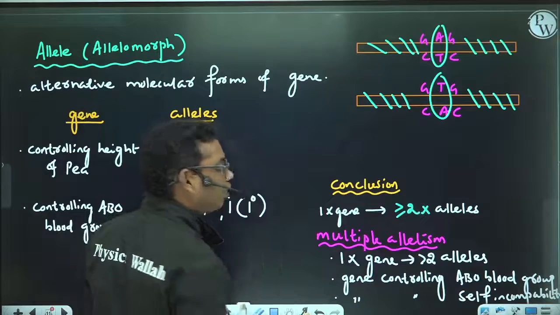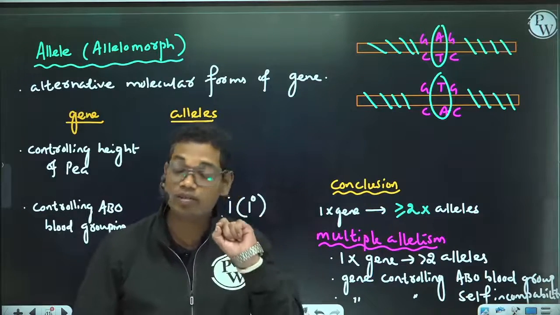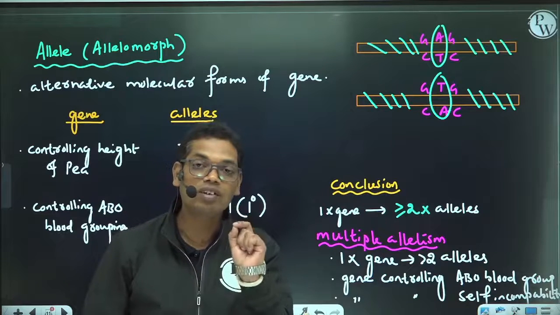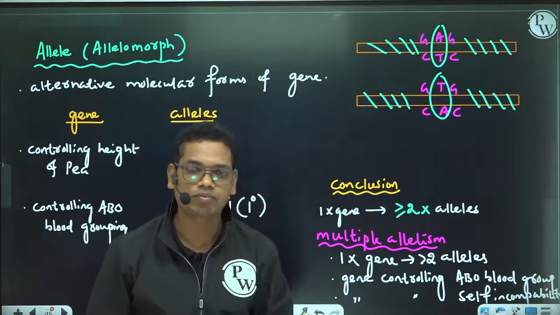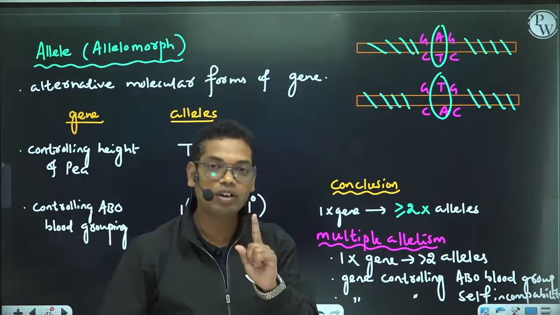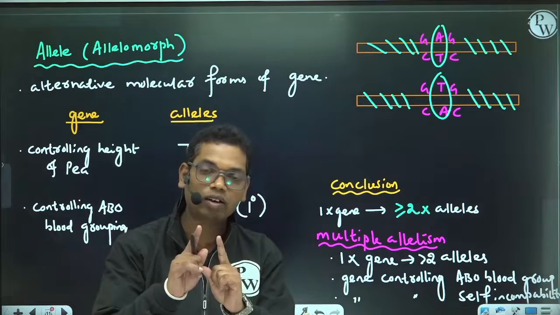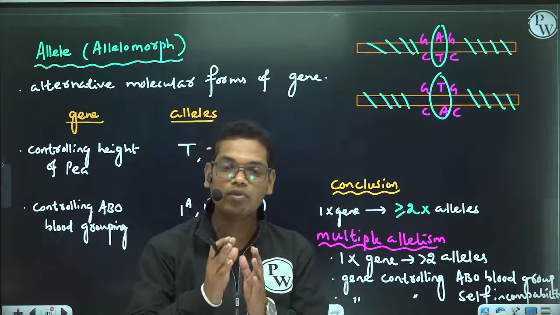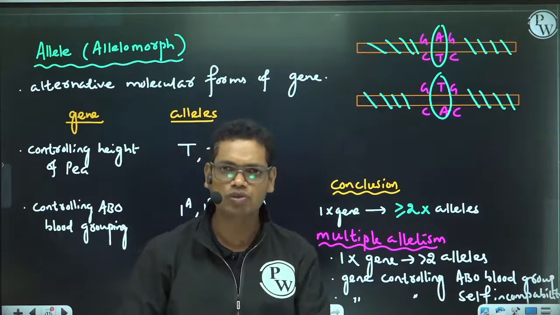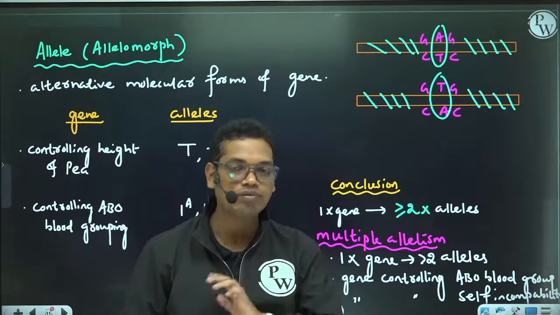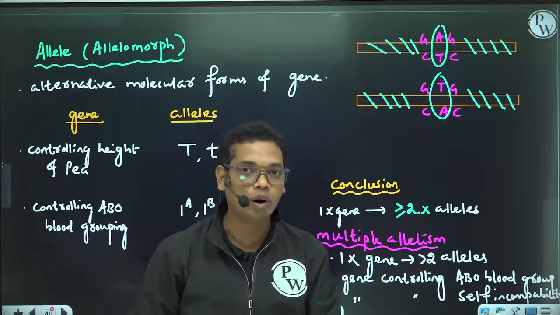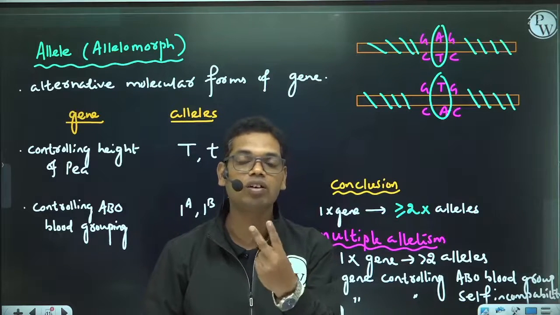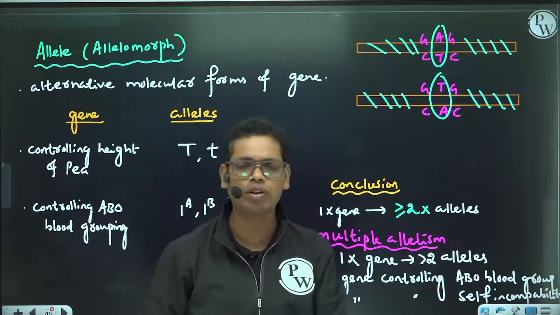If the organism is haploid, every gene will have only one allele, or I can say every cell will have only one allele of every gene. If the organism is diploid, every gene will have two alleles in each cell. The alleles may be the same or different. If the organism is triploid, then every gene will have three alleles. The alleles may be the same or different.